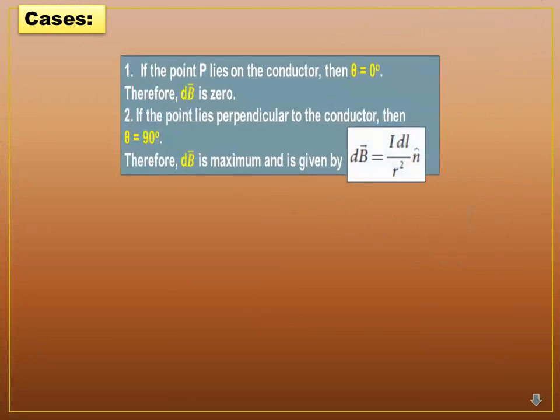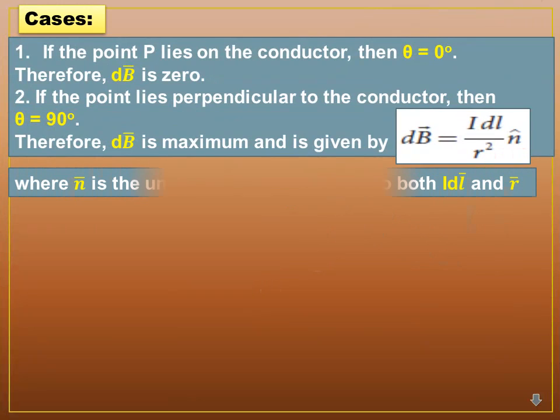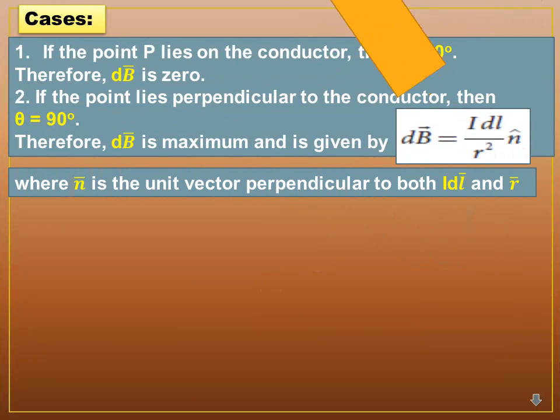Therefore, in these cases, first, if the point P lies on the conductor, then theta is equal to 0 degrees, and sin 0 is equal to 0, so dB, the magnetic field, is equal to 0. If the point lies perpendicular to the conductor, then theta is 90 degrees, sin 90 degrees is equal to 1, therefore dB is equal to mu naught by 4 pi, I dl divided by r square into n cap. Here n is the unit vector which is perpendicular to both I dl and r vector.